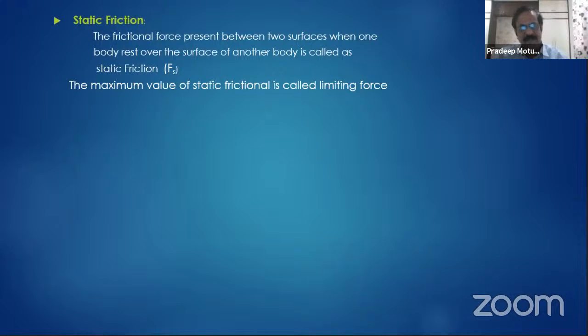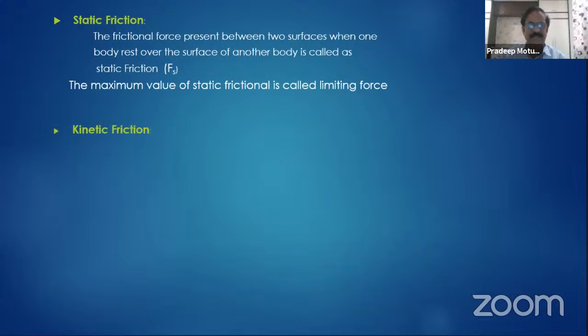Similarly, the maximum value of static friction is called the limiting force. So if it crosses the limiting force, what happens? The box will move. So that is about static friction.